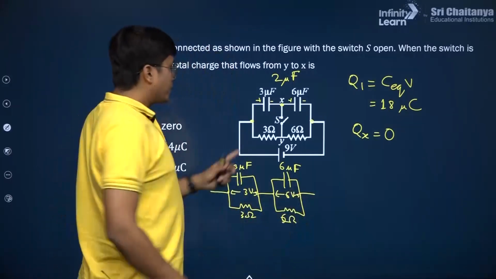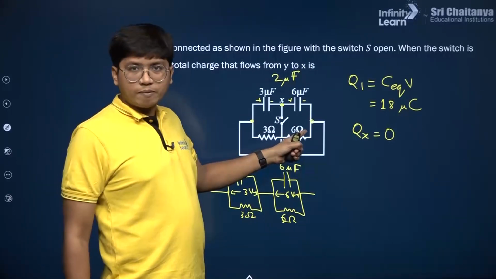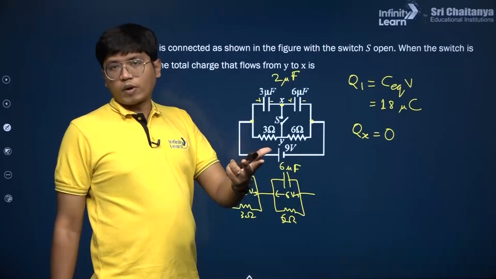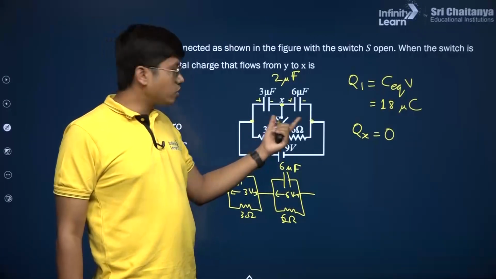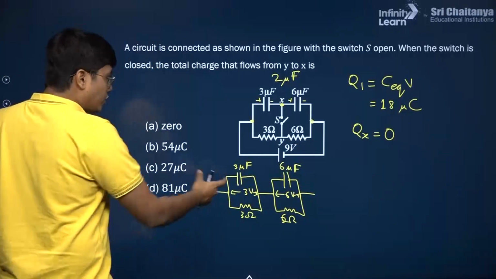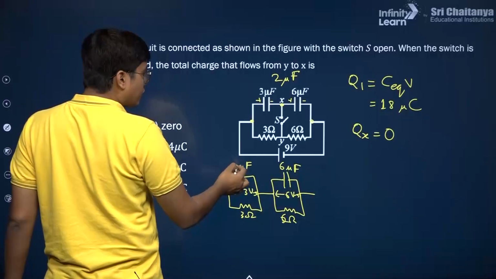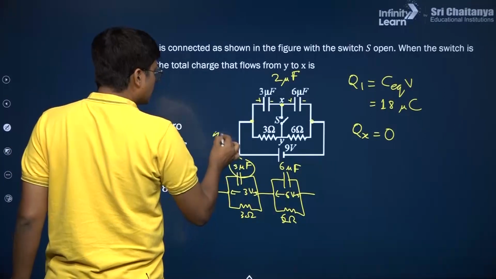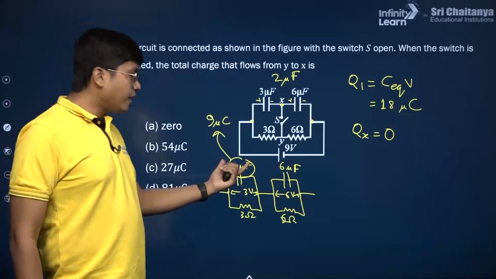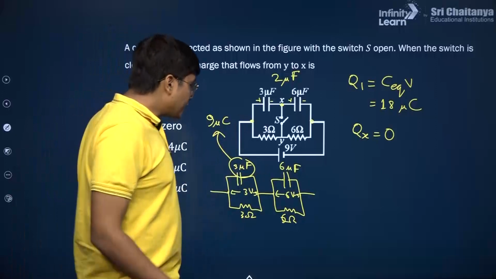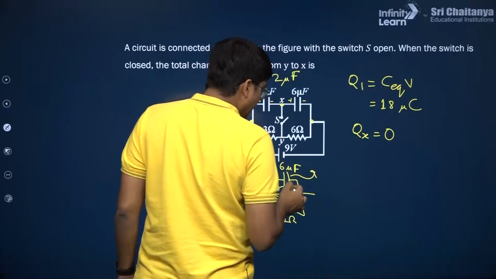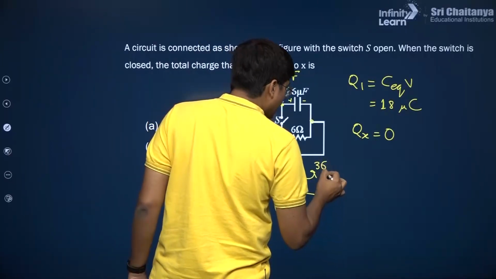How do I know that? Because in series it's 3 plus 6, 9 ohms. You have 9 volt divided by 9 ohms, that is 1 ampere. 1 ampere through this is 3 volts, through this is 6 volts. Okay, that's how the voltage is distributed. So now it's 3 volts. So how much charge is there in this? The charge in this is now 9 microcoulomb because V into C. And in this case also the potential into this means the charge here is 6 into 6, that is 36 microcoulomb.